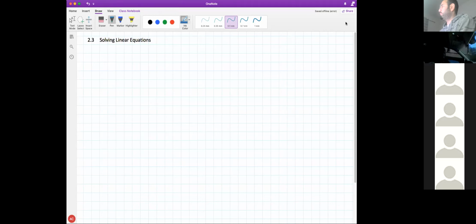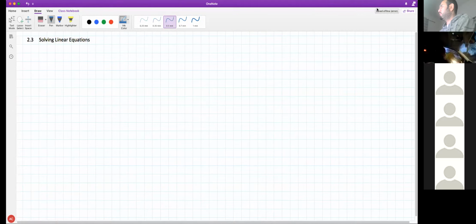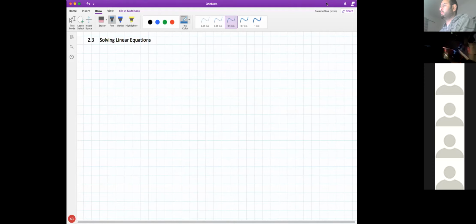Everybody, so we're going to solve some equations today. Last time we saw how to work with algebraic expressions, the properties, and simplifying them. So today we're going to basically solve some equations.